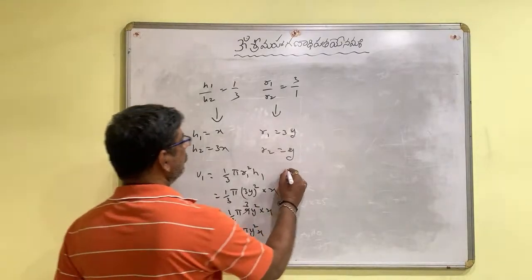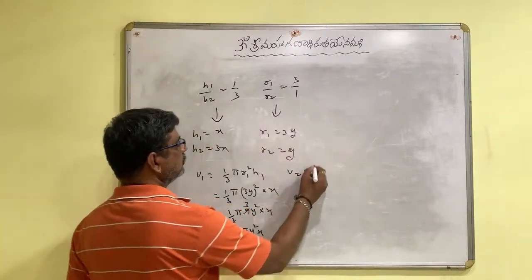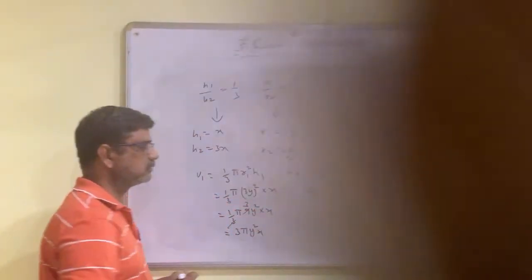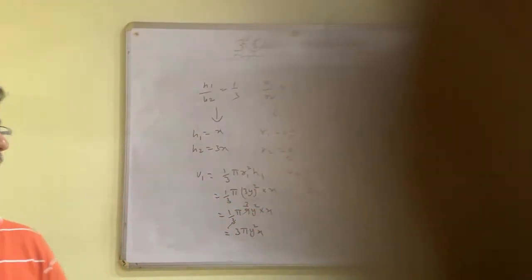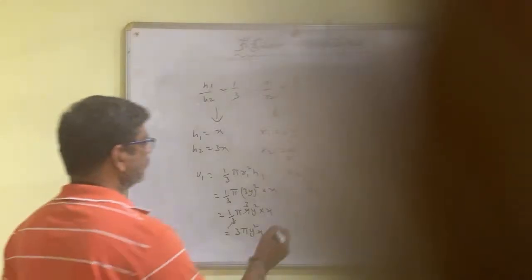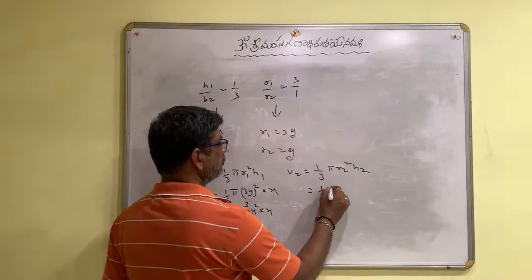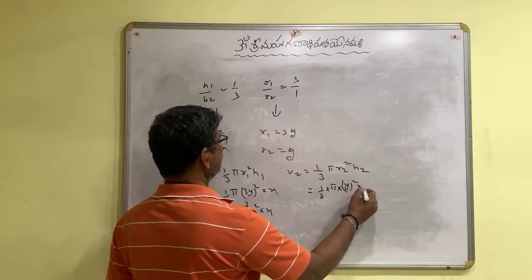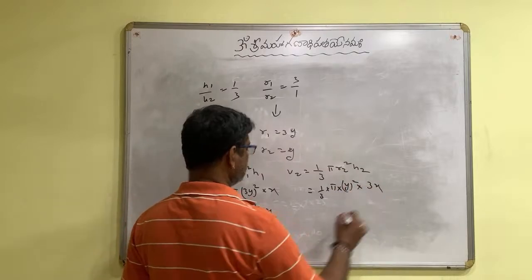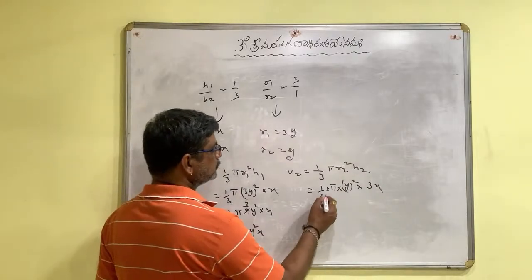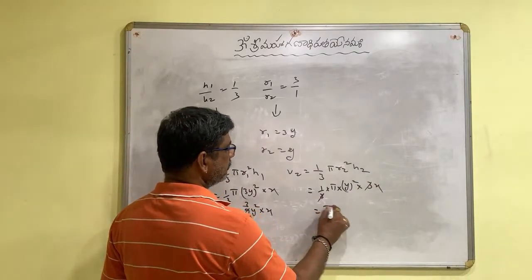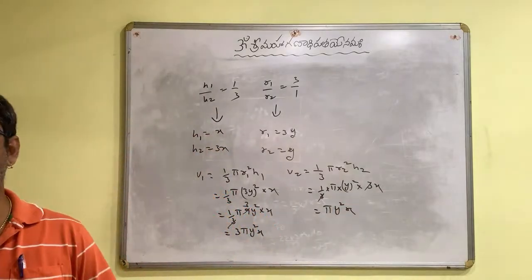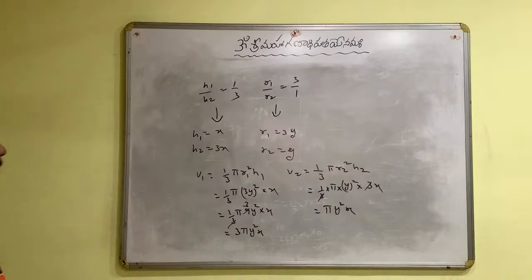Next, volume of second cone is 1/3 pi R2 square H2. So 1/3 pi, R2 is y, whole square, H2 is 3x. Now when you simplify this, what will you get? Pi y square x.